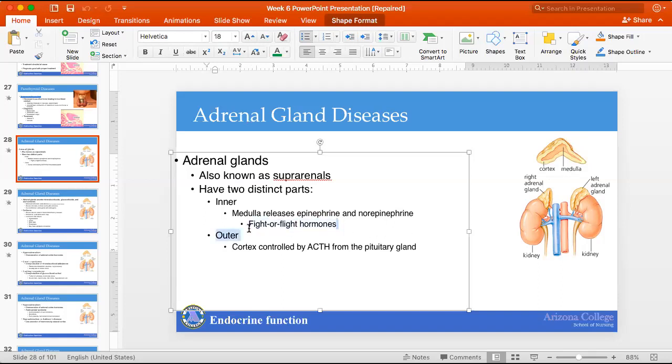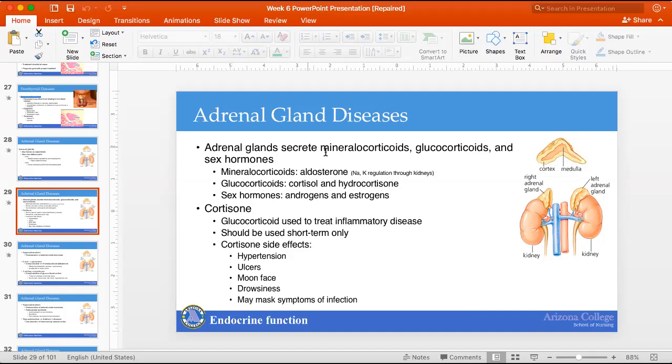But this is typically what we're thinking of when you think of adrenaline. You're thinking of these hormones, epinephrine or norepinephrine, and it's released from this inner medulla. The outer cortex portion is controlled by the ACTH. This is a hormone released by your pituitary gland, and the cortex is controlled by that hormone.